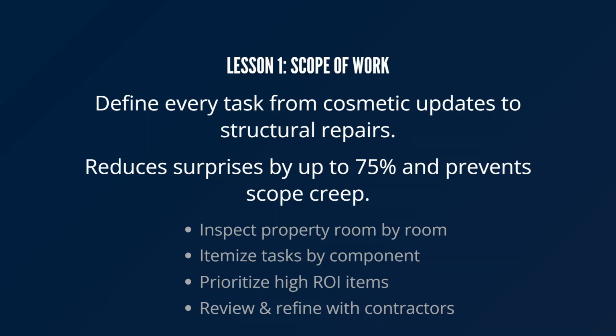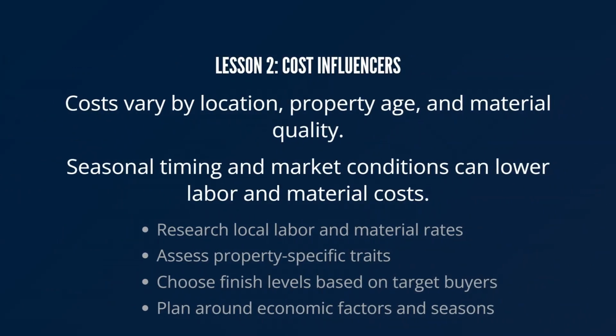Moving on to the factors that influence rehab costs. Location, property age, and material quality can swing your budget by 50% or more. For example, labor rates in a city like Los Angeles can be double what you'd pay in a smaller town. Seasonal timing matters too. Scheduling work during off-peak periods can save you hundreds, sometimes thousands. Scott emphasizes factoring in these variables so your estimates reflect reality, not generic averages. Think about the last property you worked on. How much did overlooked factors inflate your budget?